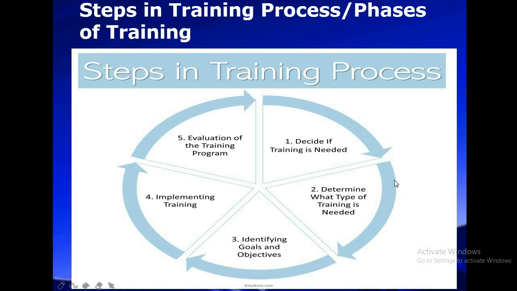Now, these are the steps for conducting a training process. There are 5 steps. The first one will be decide if training is needed. The second, determine what type of training is needed. Then identifying goals and objectives. Then implementing training. And lastly, evaluation of the training program. So each of these steps will be discussed in the next section in detail.